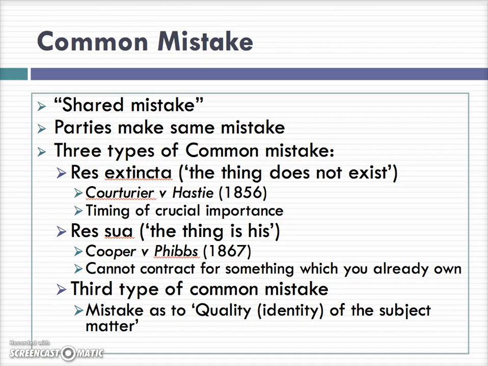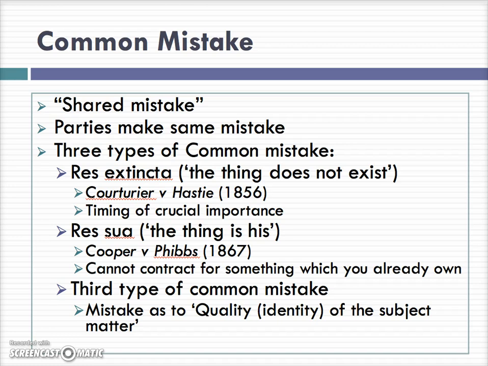Common mistake is basically a shared mistake. That means the parties make the same mistake. So as we just saw in the case of Leaf and International Galleries, both parties believed the painting to be a Constable. That was a mistaken belief, but they both shared that mistaken belief. Hence, it is a common mistake.